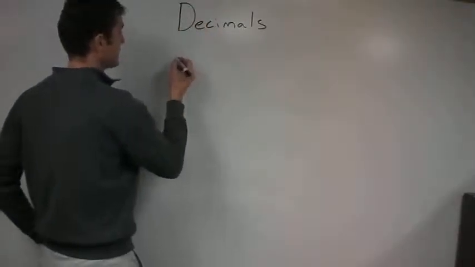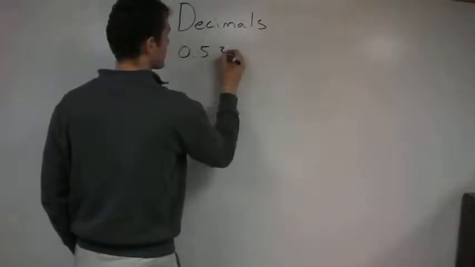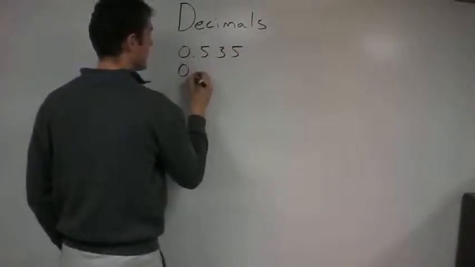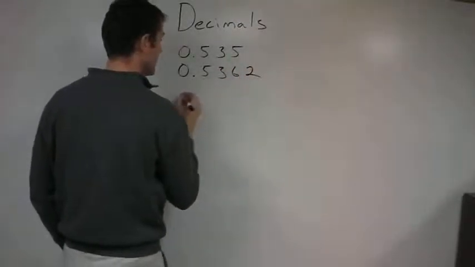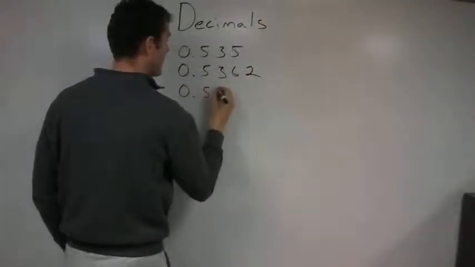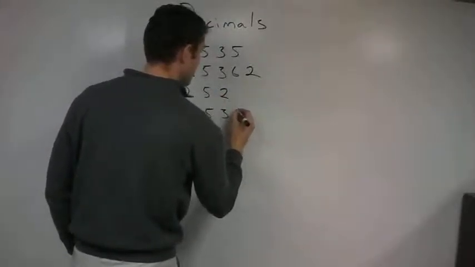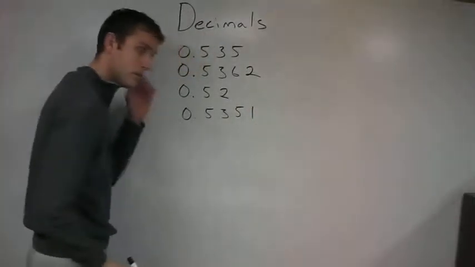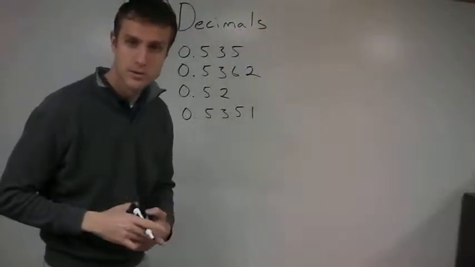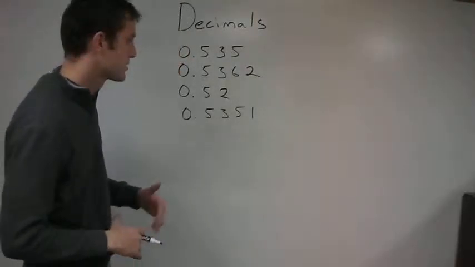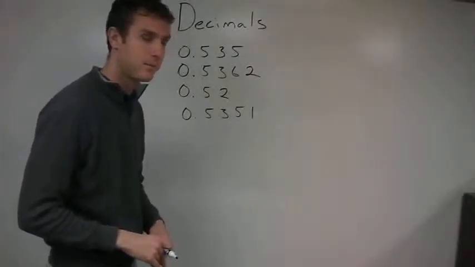So, let's say for example I have the numbers 0.535, 0.536, 0.52, 0.5351. Now the first thing I'm going to do is make sure each one has an equal number of place values. So I can add zeros as placeholders to make sure each one has an equal number.